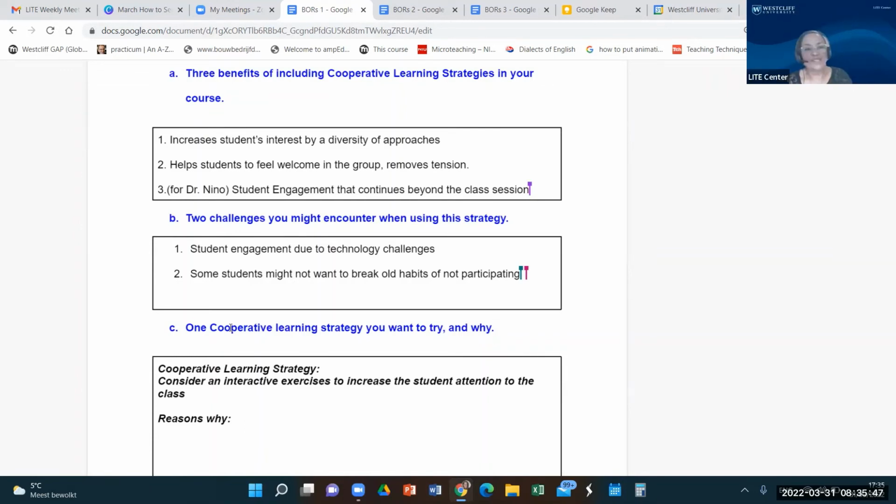Wonderful. Thank you so much. Any cooperative learning strategy that you want to use? We didn't write all those down, but I did have one that was discussed prior by one of the gentlemen in our group.